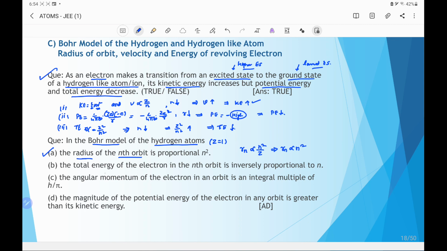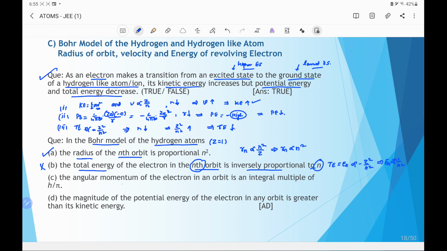Second statement is that the total energy of the electron in the nth orbit is inversely proportional to n. We know that total energy En is proportional to minus Z square by n square, and for the hydrogen atom, Z is 1. This implies that for the hydrogen atom, En is proportional to minus 1 by n square. So as per the statement, this is wrong, because it is given as proportional to n, while it is inversely proportional to n square.